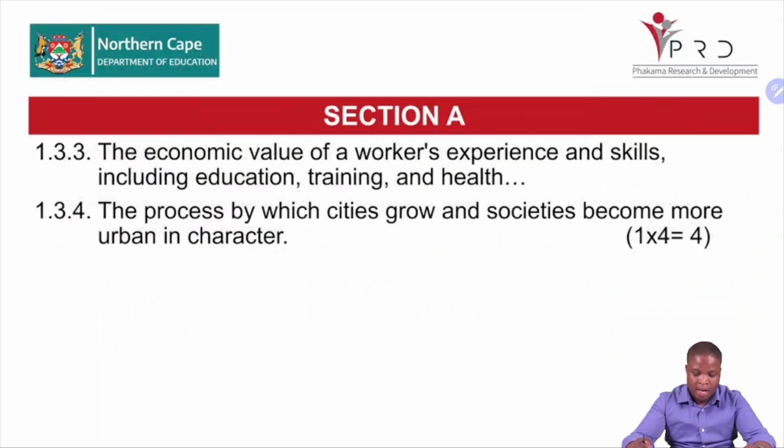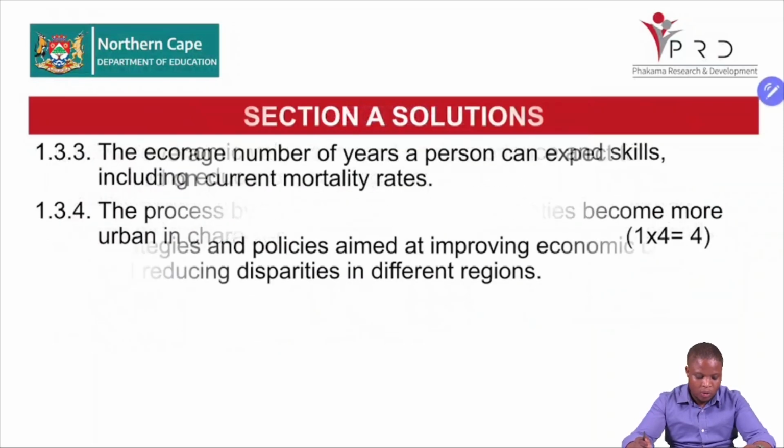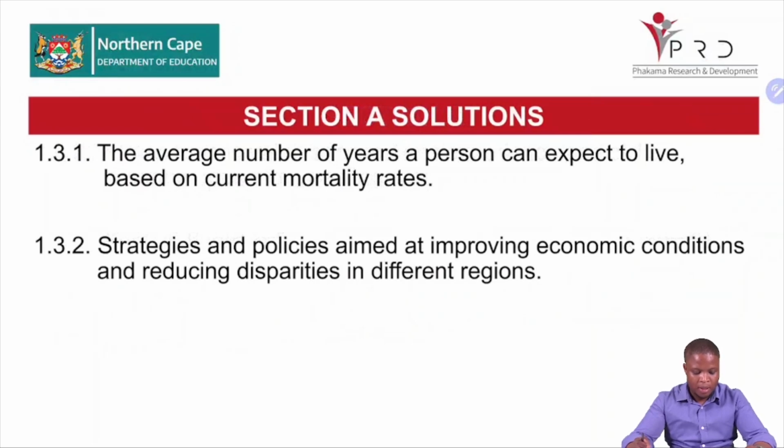Right, grade 12, our time is up. Let's look at possible responses. The average number of years a person can expect to live based on the current mortality rate. So from birth, based on the mortality rate that we have, that is your life expectancy.